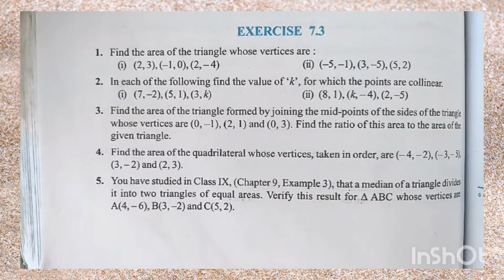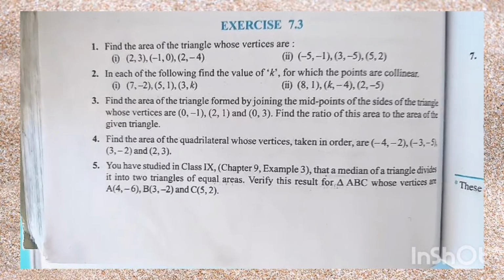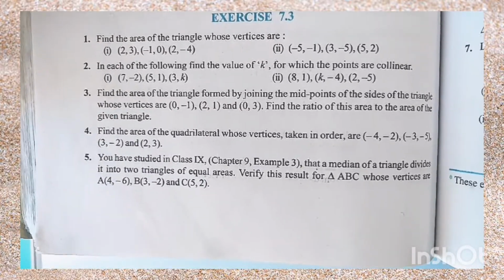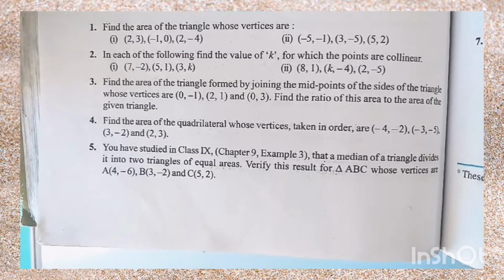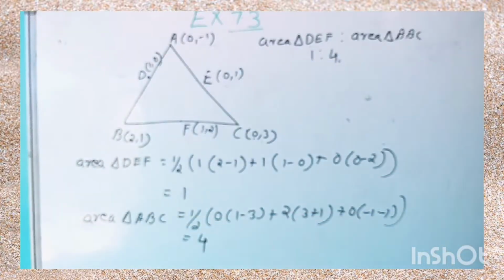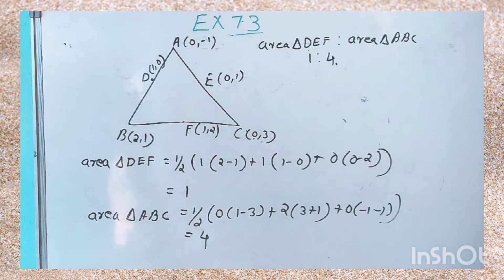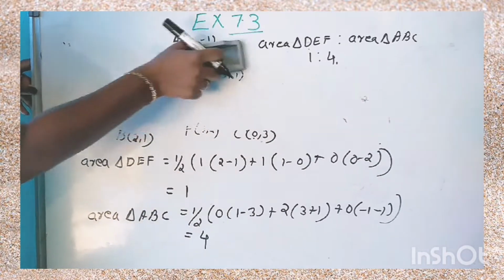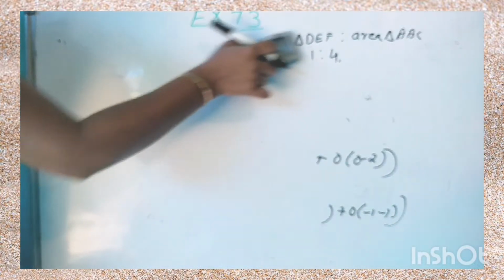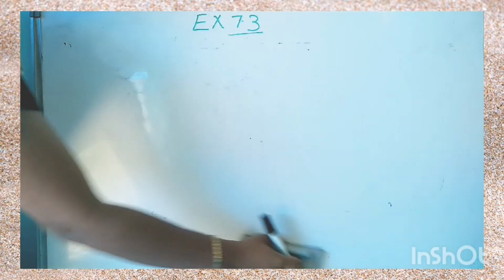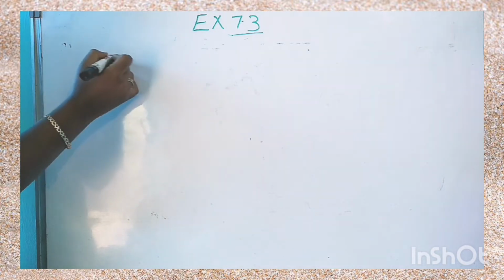Fourth question. Find the area of the quadrilateral whose vertices taken in order are the ordered pairs (-4, -2), (-3, -5), (3, -2) and (2, 3). Here we have one quadrilateral. We need to find out the area of that quadrilateral. If you want to find out the area of a quadrilateral, we need to divide that quadrilateral into two triangles.